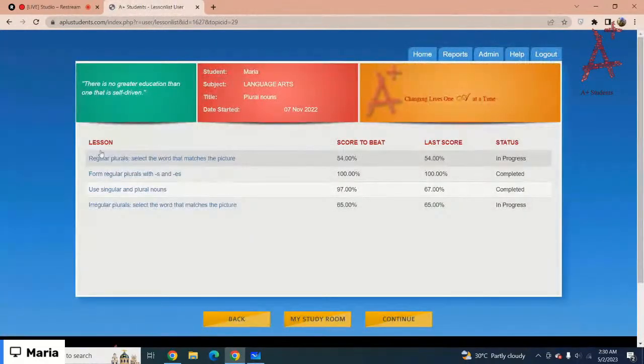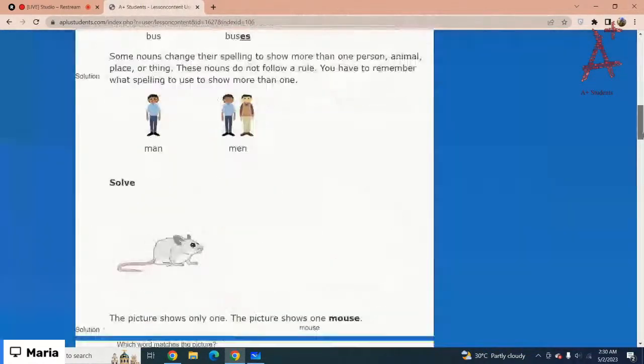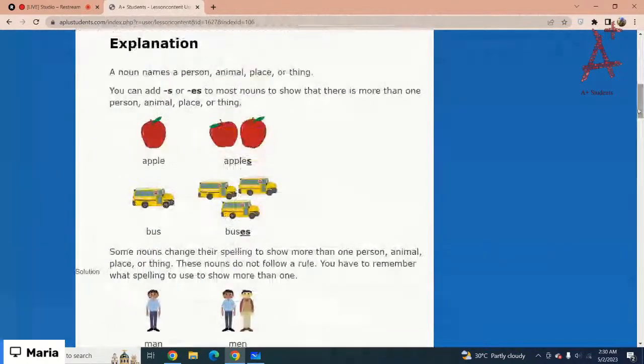Okay, irregular plurals, select the word that matches the picture. So until now, we were working on the regular plurals. Now we're going to learn the irregular plurals. Here it is. A noun names a person, animal, place, or thing. You can add s or es to most nouns to show that there is more than one person, animal, place, or thing. Like until now we added s or es to the nouns to make them plural.